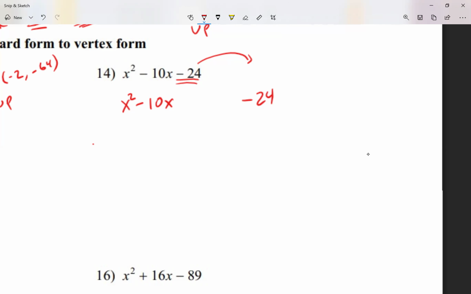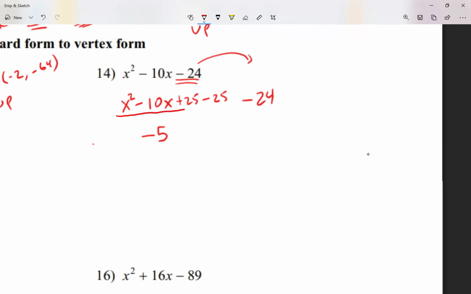So I look at my second number, negative 10. And I ask myself, what's the half of negative 10? In this case, negative 5. I'm going to write it down because I'm about to use it in a minute. So the half of negative 10 is negative 5. What is negative 5 squared? So basically, negative 5 times negative 5 is positive 25. So let me add 25 and subtract 25.